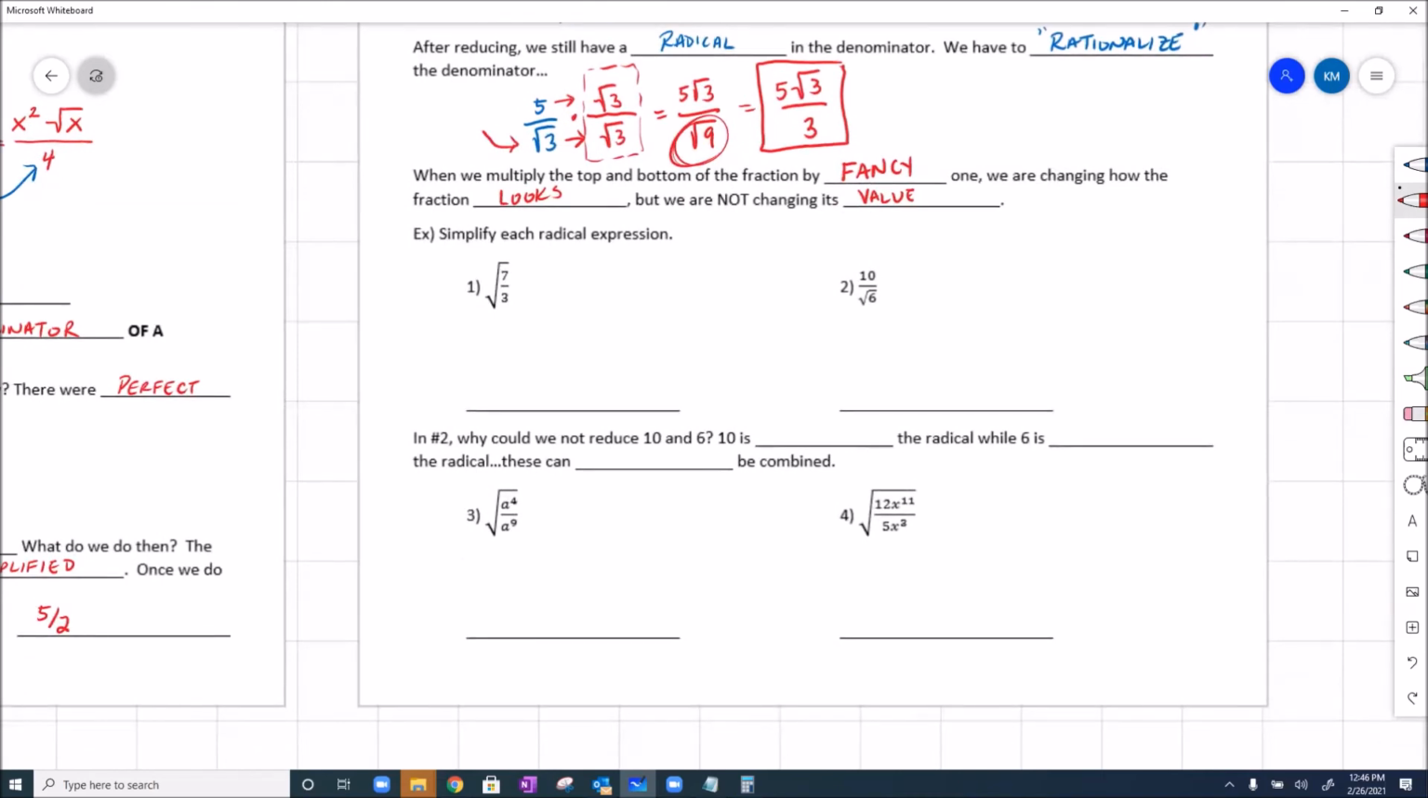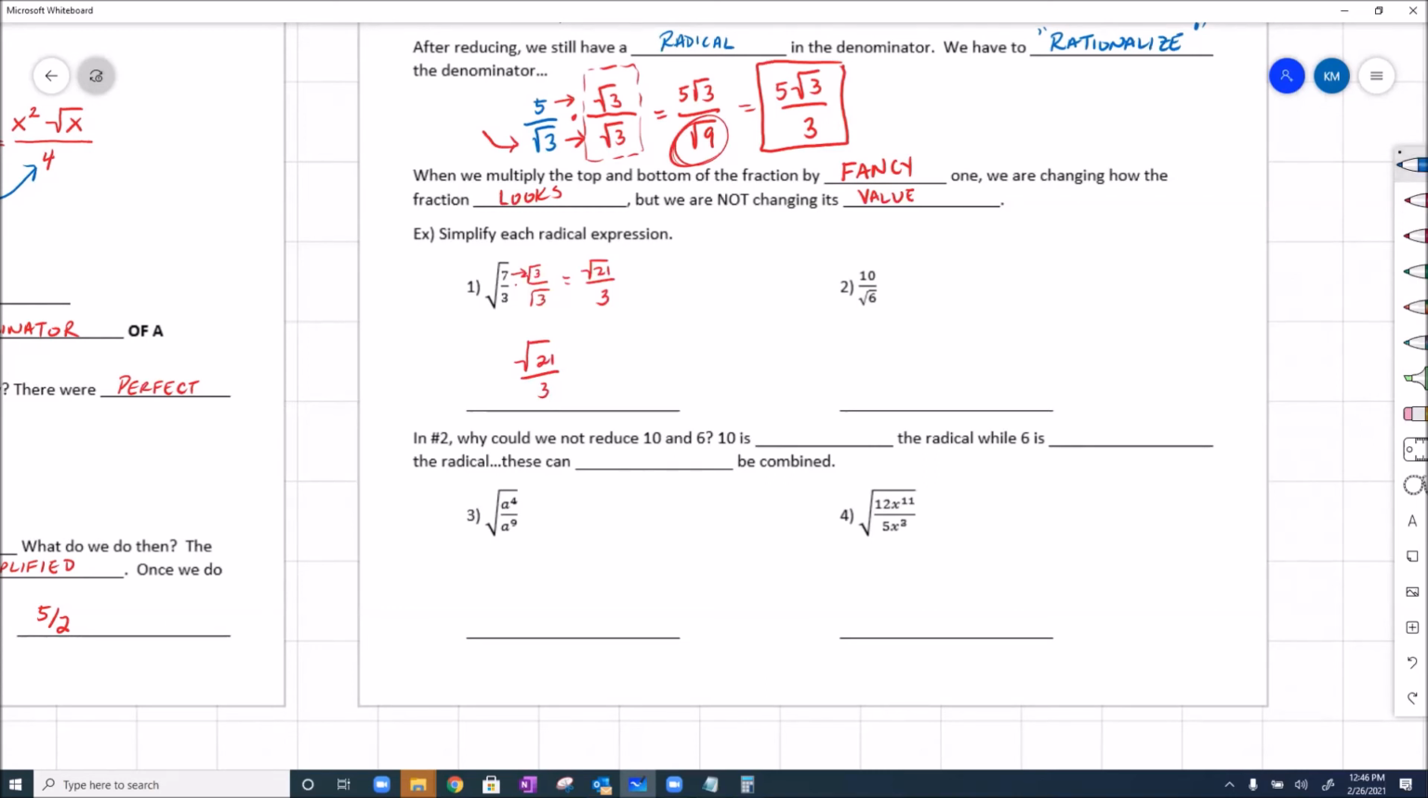So let's look at these last two problems. We have 7 over 3, radical 7 over 3. Can't simplify it any further. There's a radical in the denominator. We need to multiply by fancy 1. In this case, fancy 1 will look like radical 3 over radical 3. So we multiply that, both inside the radical. So this gives us radical 21 over 3. So that's our final answer, radical 21 over 3.